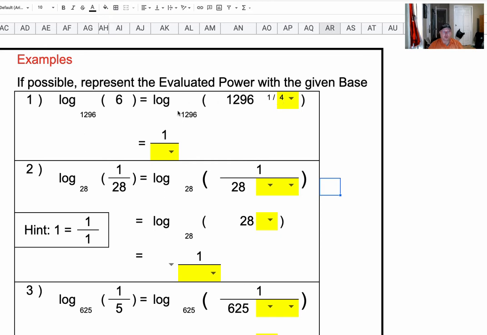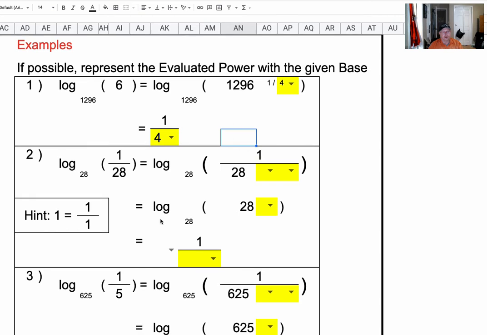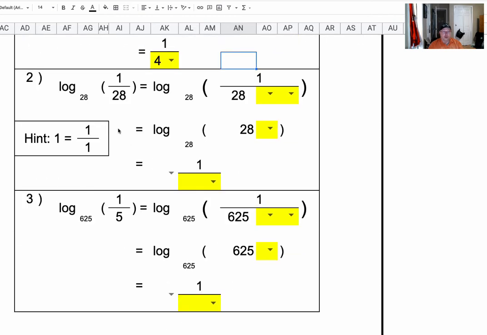Okay, so look at this now. Now the question is really easy. What exponent do I put on 1296 to make 1296 to the 1/4? Obviously, 1/4. Okay, you're done. What about this one, number 2? So now I have to do the logarithm of 1/28 to the base 28.